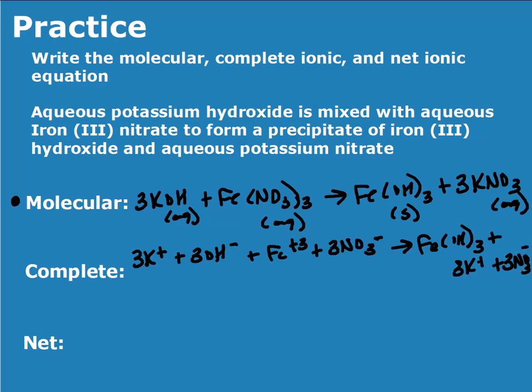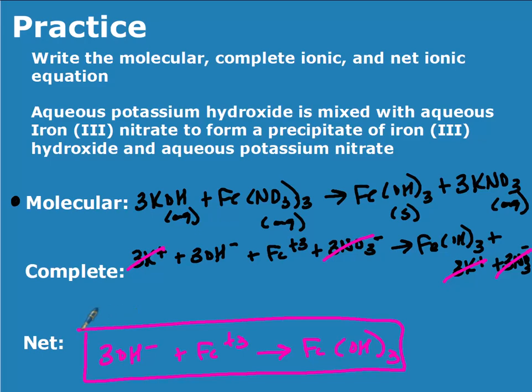When we cross out our spectators, notice that we have 3 on each side. If we had 3 on one side and only 1 on the other side, we've messed up balancing. You're going to cross out all of an ion. You can't be left with just some of the ion. And then 3 nitrates and 3 nitrates. So then my net ionic would be this.